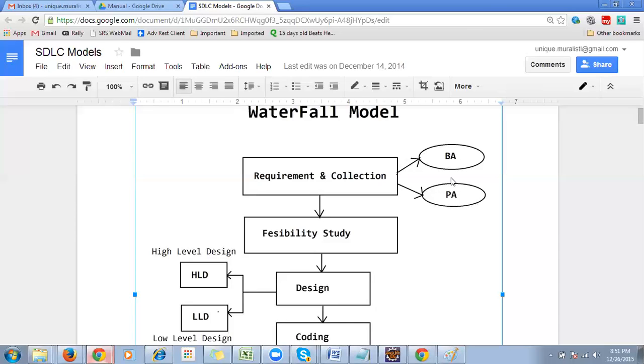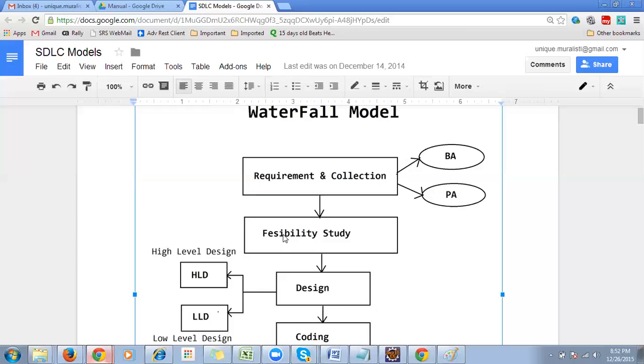Okay, at the application level, how to capture those things is what they'll be checking. First, these requirements will be collected by the business analyst or the product analyst. These two are responsible for collecting the requirements. When they collect the requirements, they will have a feasibility study. What does that feasibility study mean?